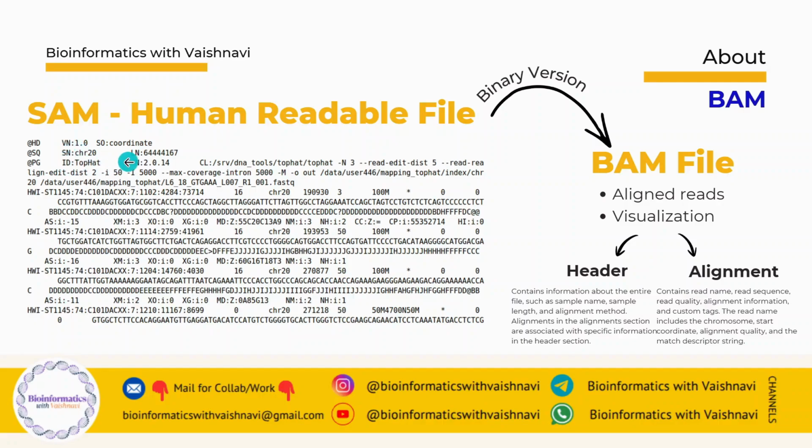We have a header which contains the information about the entire file, such as file name, sample length, alignment method. And the second portion is the alignment, where it contains read name, read sequence, its quality, alignment information, on which chromosome it is present, from where it starts, its coordinates, its quality, and everything. So in this way, BAM and SAM files are present.